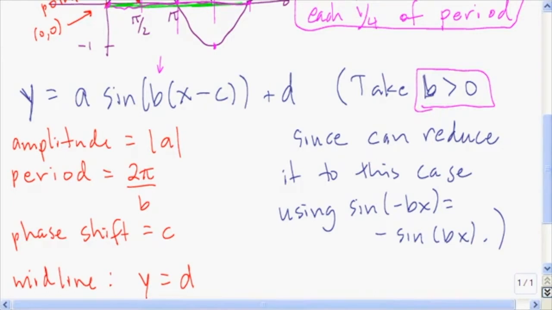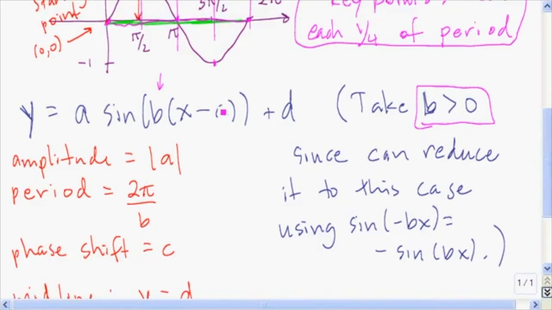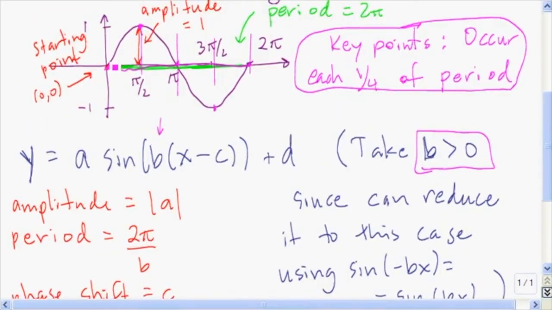In that case, our amplitude is now going to be the absolute value of a, our vertical stretch or shrink. We have our period, which is 2 pi divided by that number b, the coefficient of x. The phase shift: remember, c is going to shift the graph left or right. So instead of starting at the origin, it's going to maybe start somewhere else. That starting point is called our phase shift.